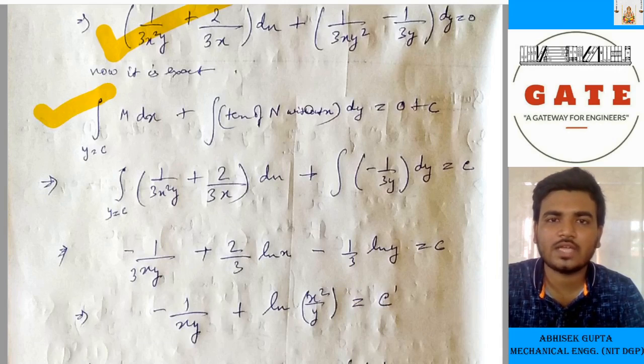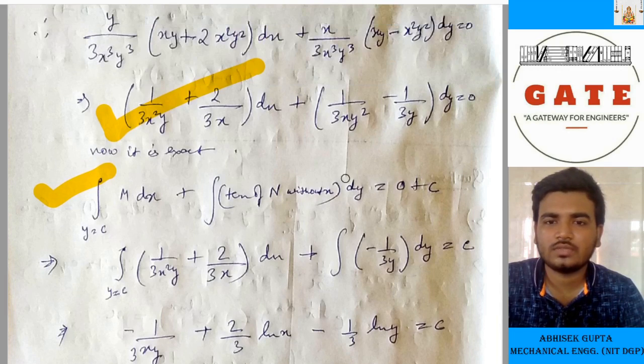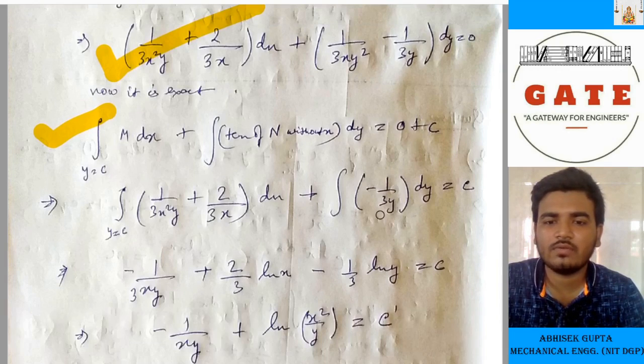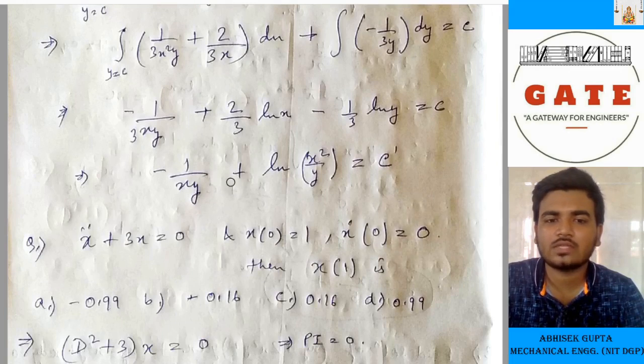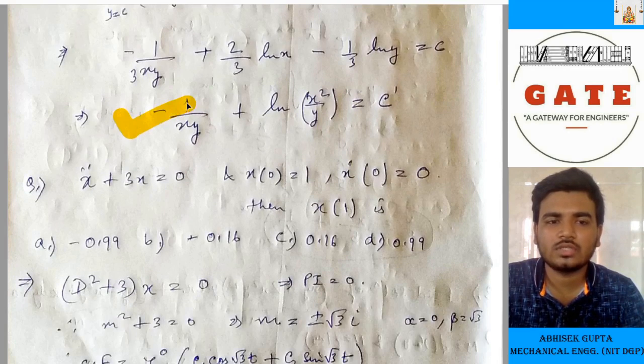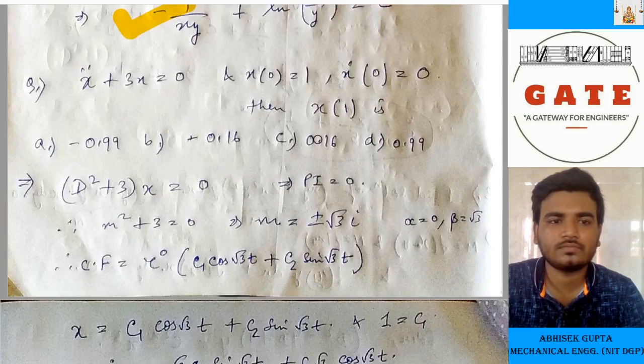How do we solve the exact form? Integration of M dx with y constant, plus terms of N without x dy, equal to c. So this is the case. Here the term without x is -1/(3y). So putting this, we will get -1/(xy) + ln(x^2/y) equal to constant. So this is the solution.